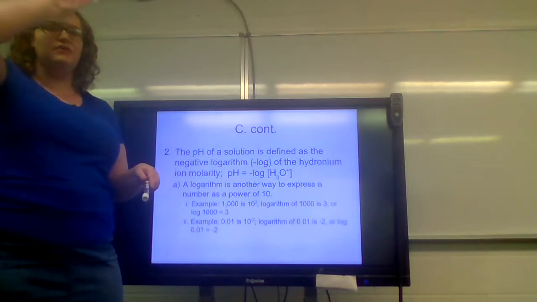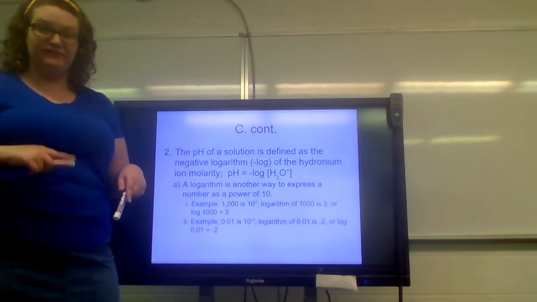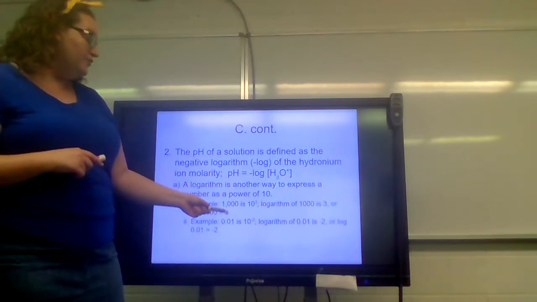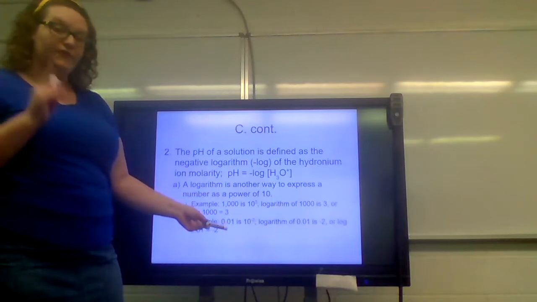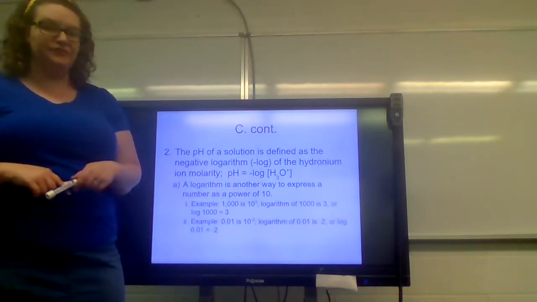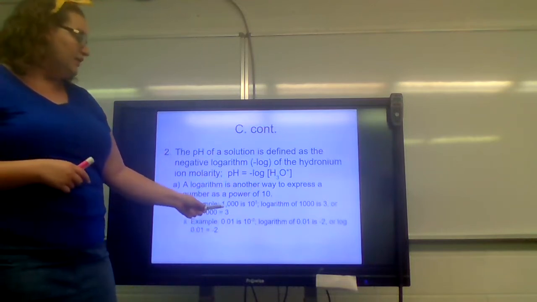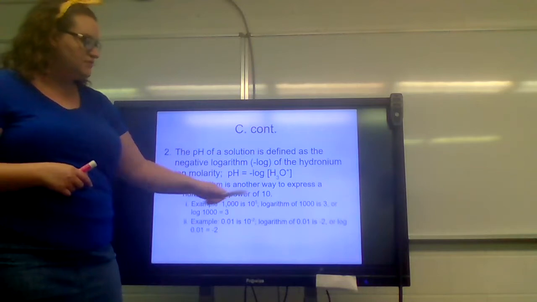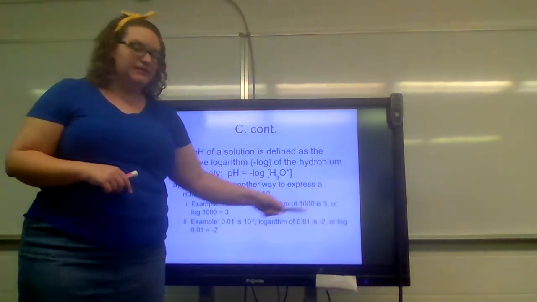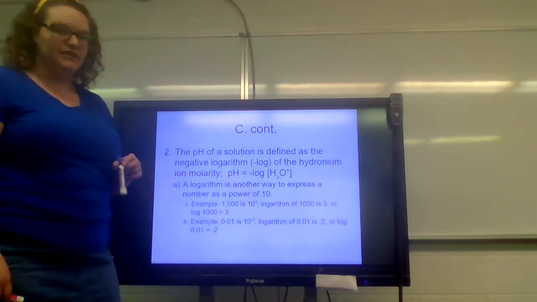If you think all the way back to the beginning of the school year when we talked about significant figures and non-zero digits and all of that. With a logarithm, you're going to start after the first non-zero digit, and you're going to count the spaces after that. That will give you your power of 10. So 1,000 has 3 zeros, so it's 10 to the third. The logarithm of 1,000 is 3, or log 1,000 is equal to 3.